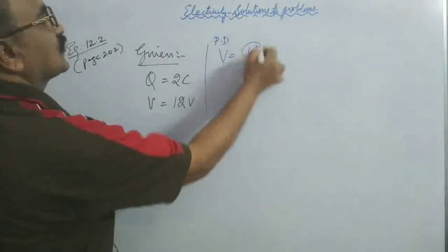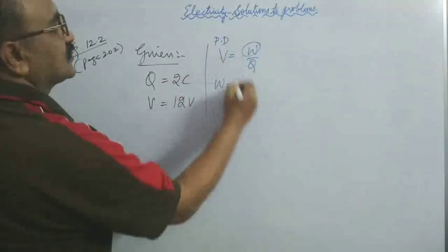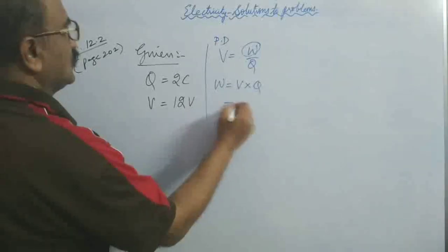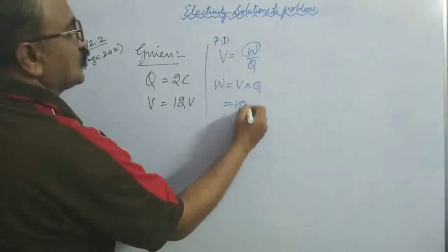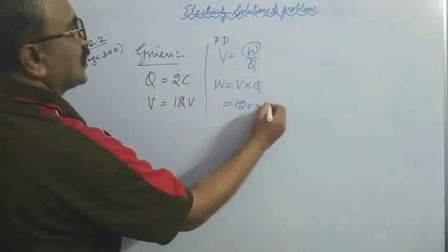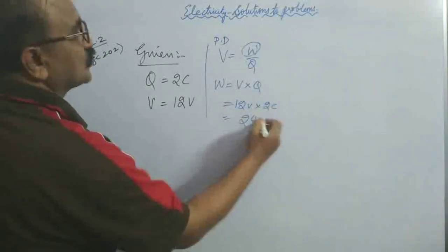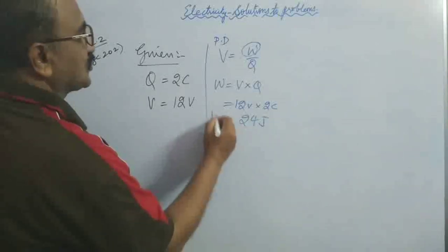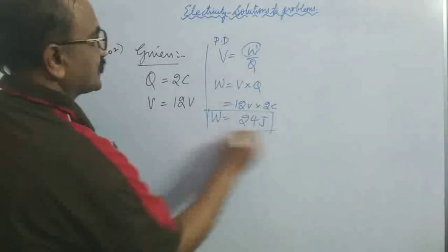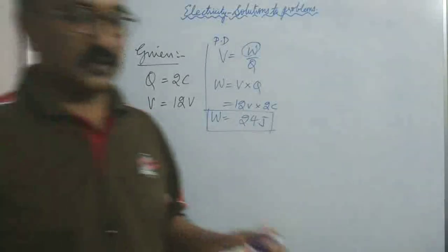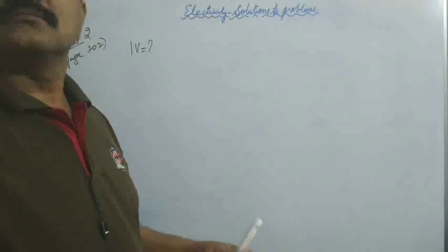I want W now, so what do I do? Transpose V into Q, and we will get W equal to V into Q. And what is V, children? That's 12 volts, and that is 2 coulomb, so 24 volt coulomb. That is joule of energy. The unit of work is joule. So that is the amount of work done or the energy supplied. Okay, children, so there we are.